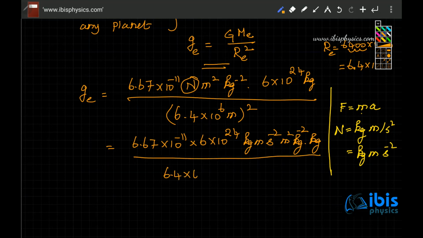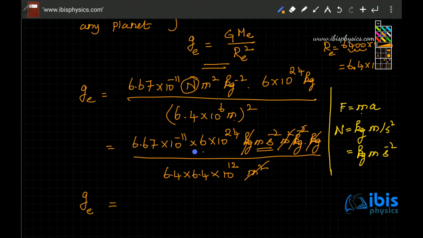6.4 into 6.4 into 10 power 6 whole square is 10 power 12. 6.4 into 10 power 6 whole square is 6.4 square into 10 power 12 meter square. Now kilogram into kilogram is kilogram square. This kilogram square and kilogram power minus 2 will be cancelled. This meter square and meter square will be cancelled. You will be left with meter per second square, which is the unit of acceleration.